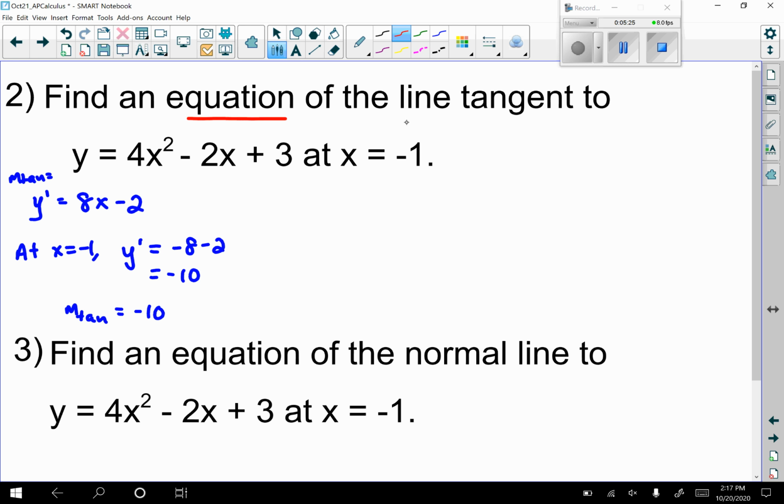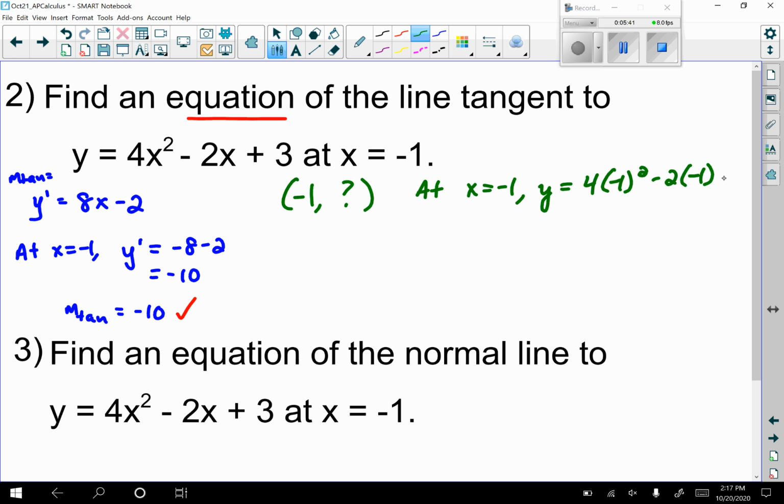So in order to write an equation, I need the slope, which we have. Now we need the point. So right now I've got the x value. I need to find the y value. So at x equals negative 1, y is going to equal 4 times negative 1 squared minus 2 times negative 1 plus 3. So this will give me 4 plus 2 plus 3, so it's 9. So my ordered pair is negative 1, 9.